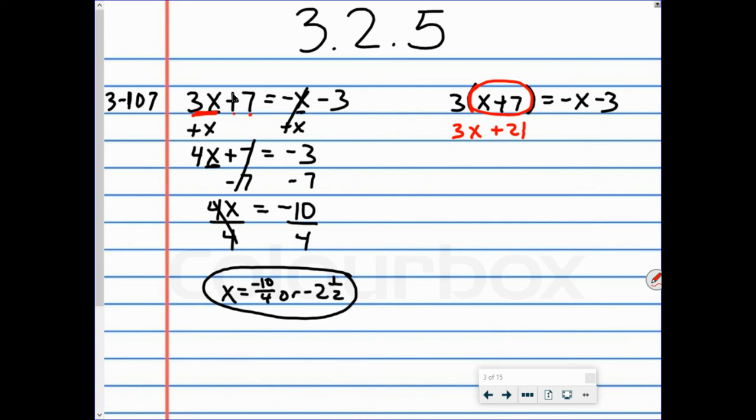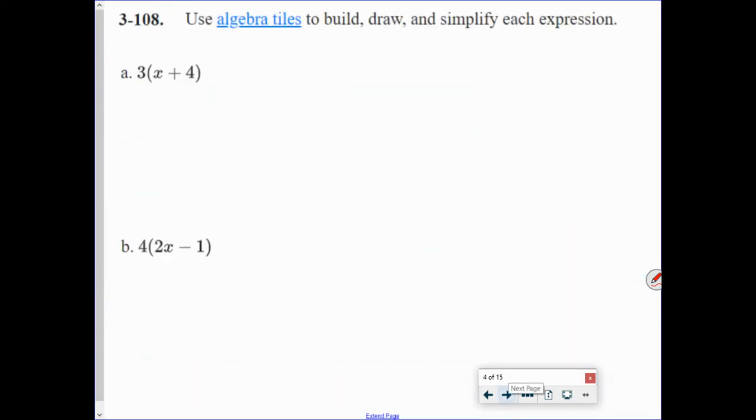Now, is it going to be the same process after I do this? Yeah, I get negative x minus 3. It's the same process after that, but it changes that first step. Now, if you didn't follow along, that's fine. We're going to keep going here and practicing this skill, okay? So problem 108 now. So write down 108 on your paper. Problem A, please say 3 times the quantity of x plus 4.